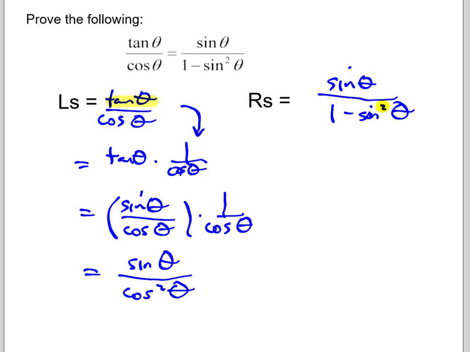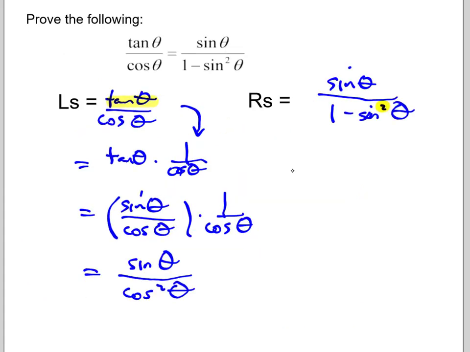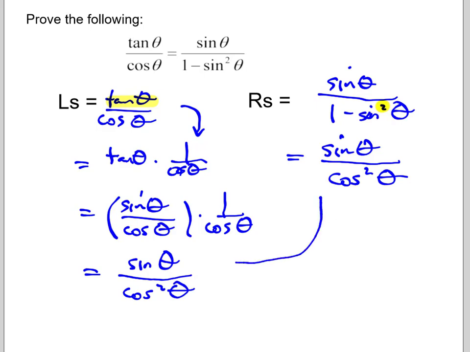So if we just jump back here for a minute, take a look. Sine squared theta equals 1 minus cos squared. So there is a way to rearrange these. So if I look at the bottom, I'm going to leave the top alone. The bottom can be replaced with cos squared theta, which is a Pythagorean relationship. And now if we compare the two, are they the same? And the answer is yes. So therefore the left side equals the right side.